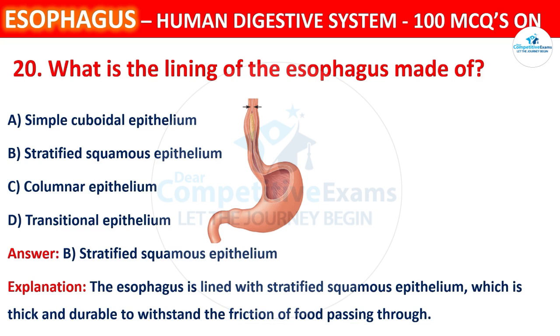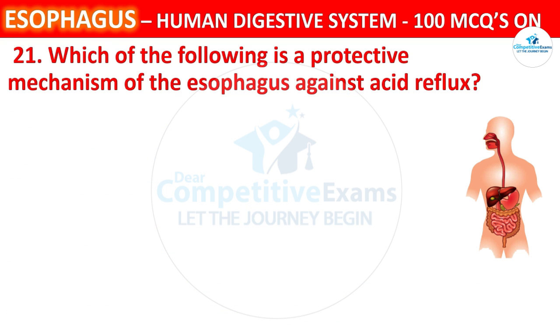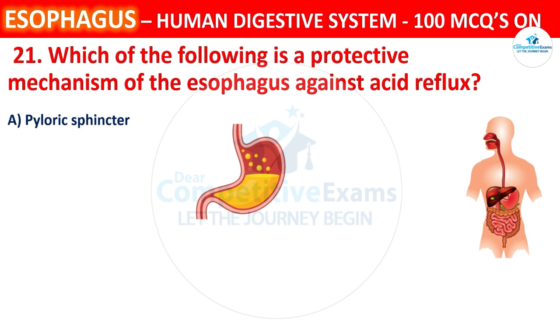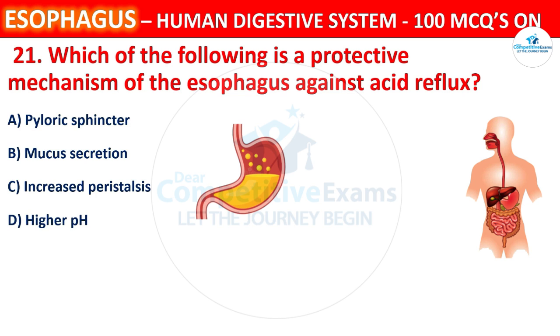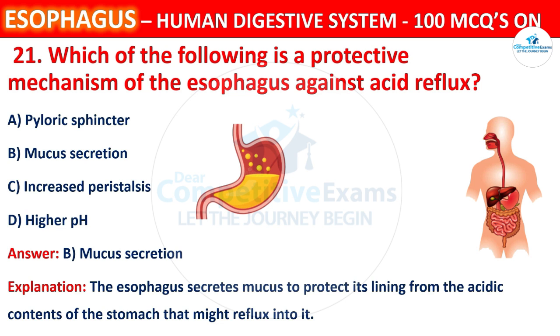Question number 21. Which of the following is a protective mechanism of the esophagus against acid reflux? Your options are pyloric sphincter, mucus secretion, increased peristalsis, or higher pH. The correct answer is B, that is mucus secretion. The esophagus secretes mucus to protect its lining from the acidic contents of the stomach that might reflux into it.